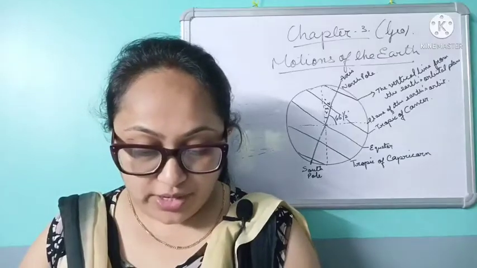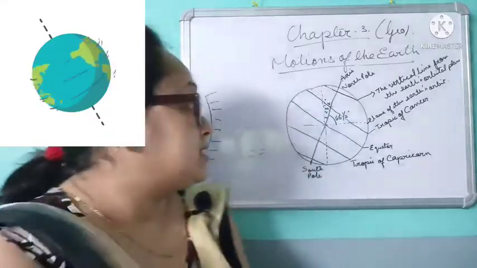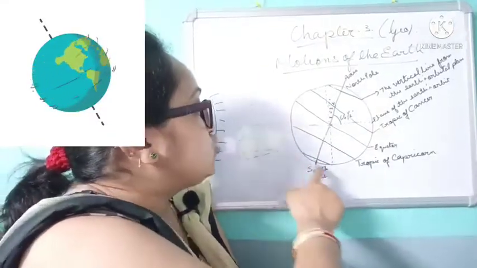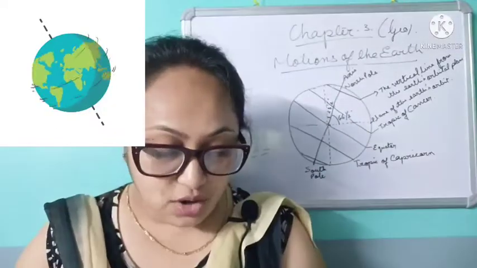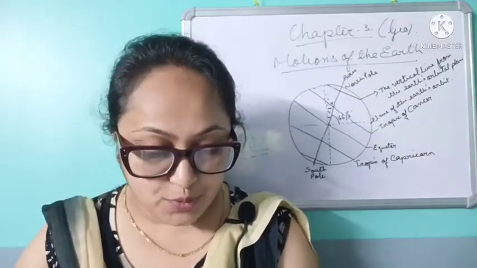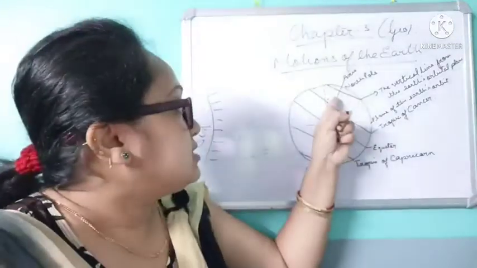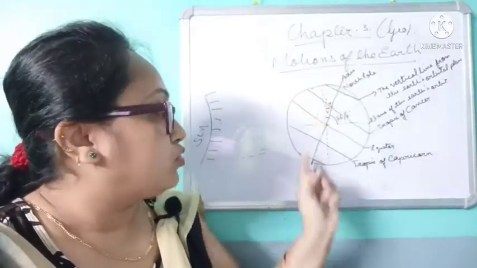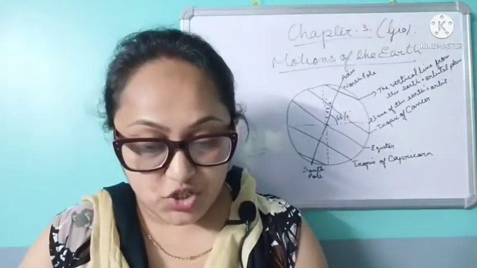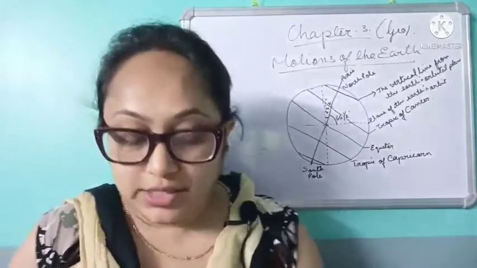Okay. Rotation of the earth. The earth rotates on its axis from west to east. Now this is the earth. It rotates from west to east in this way. The axis of the earth is an imaginary line which passes through its center. Now which is the axis of the earth? This is the axis of the earth, that is from North Pole to South Pole. So it is an imaginary line which passes through the center of the earth.